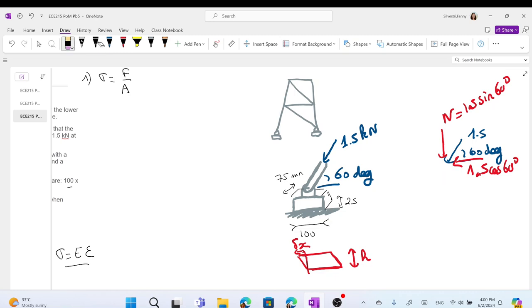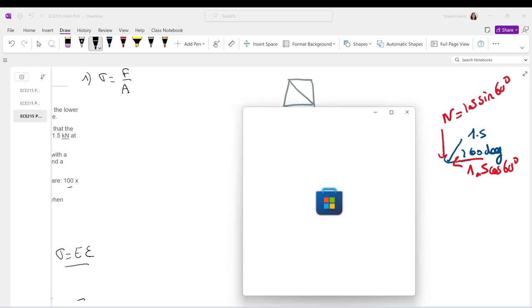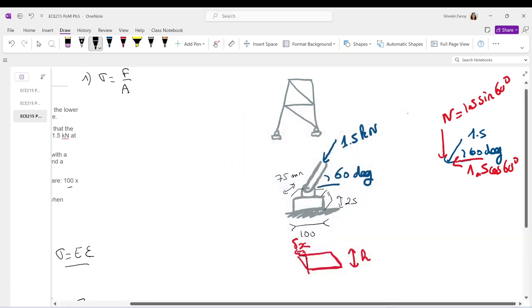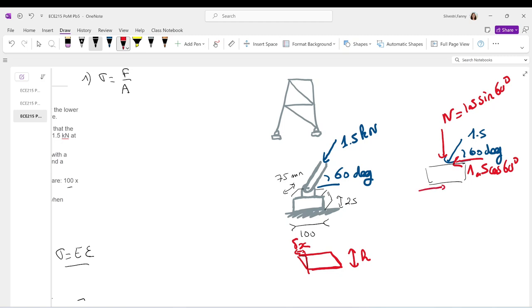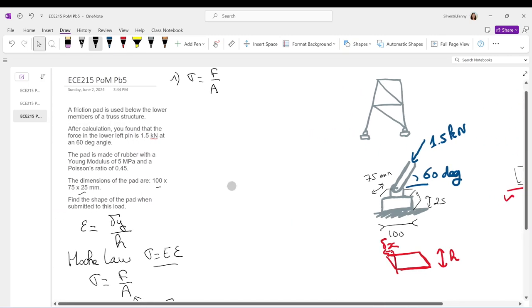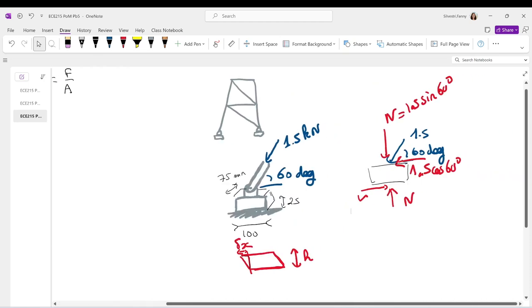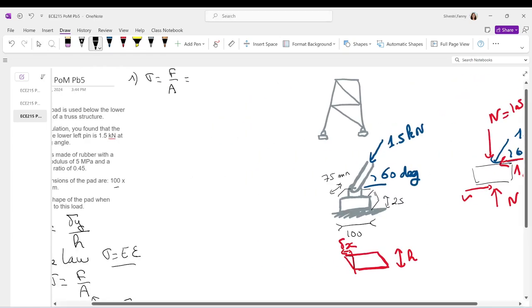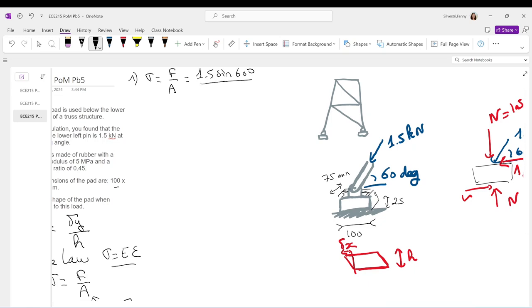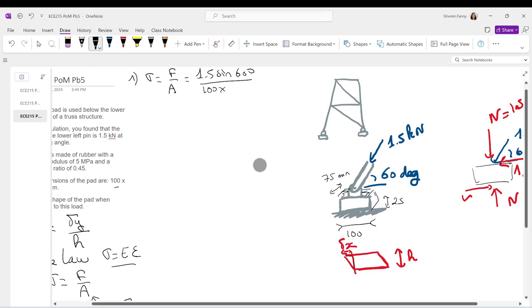Let me make that a little bit bigger because I keep changing the dimension. But here we go, like this. So we will have the same forces on this side and on this side, right? The same N and the same V. So sigma, we see that the normal force is 1.5 sine 60. So sigma equals 1.5 sine 60, and the area, that will be the top area there, so that will be divided by 100 times 75.